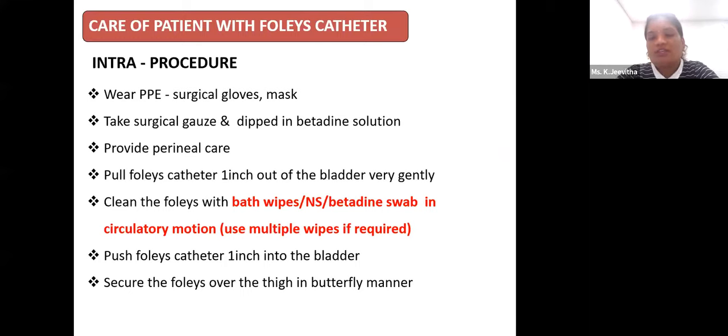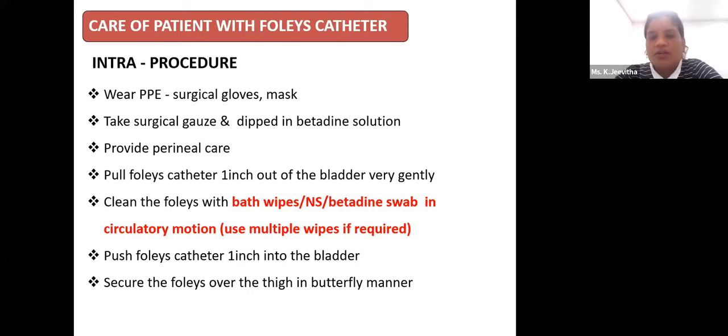Most of the time, as per the new guidelines, you have to use bath wipes, like soap and water, which will be very helpful. And we should not use other disinfectants, which may cause irritation. The priority will be the soap and bath wipes you can use to clean the site. And perineal care also you have to give when the patient is on Foley's catheter. And push the catheter.